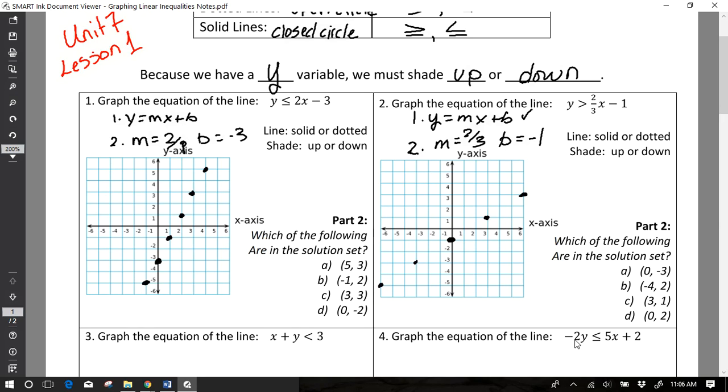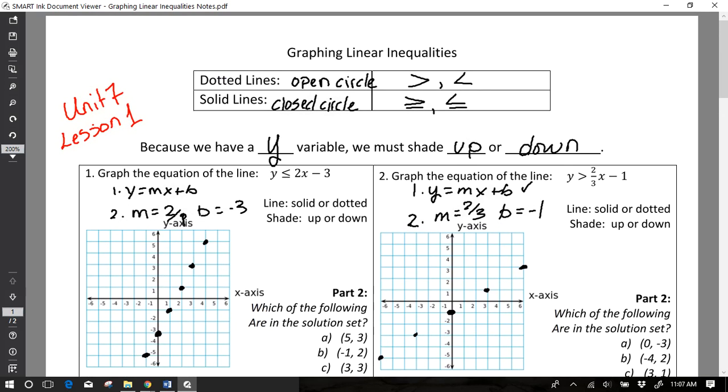So everything that I have so far done in both examples 1 and 2 is very familiar to me from graphing lines, okay, graphing linear functions. Now what we're about to do is introduce the part that is unique to inequalities, okay? We have to make two decisions whenever we're graphing an inequality. The first decision that we make is, is the line going to be dotted or solid?